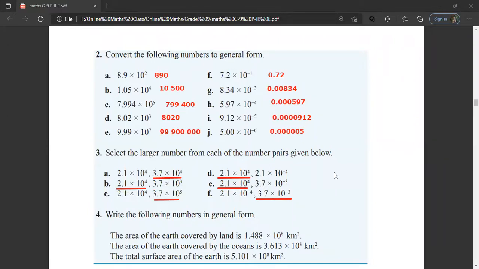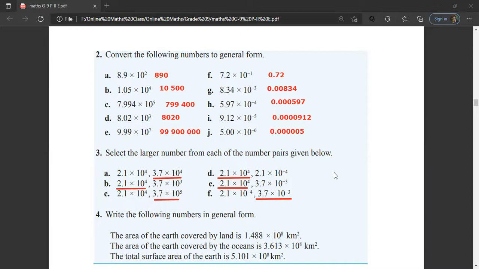If you have minus values, the least number is the greater one, right? That means minus 1 is greater than minus 10. You have to keep that in mind. Minus 5 is greater than minus 6. Likewise, right? Minus values.